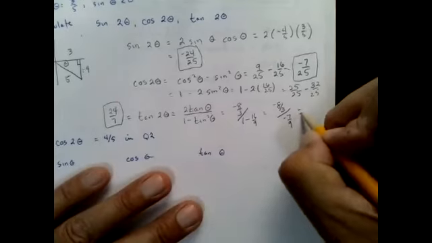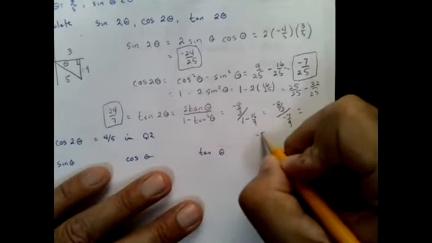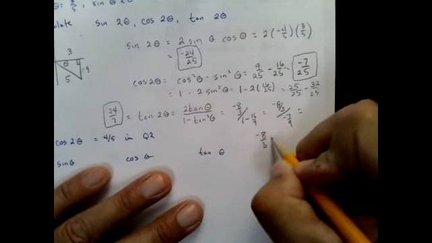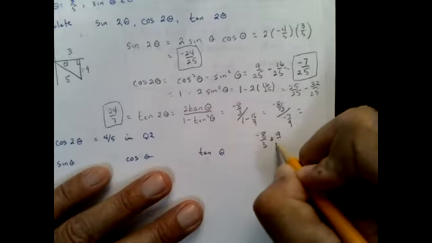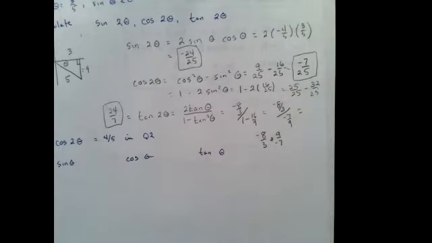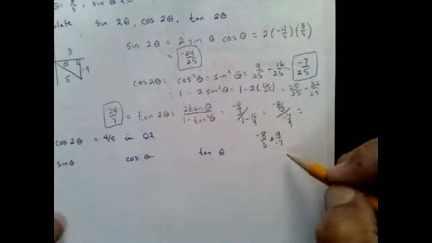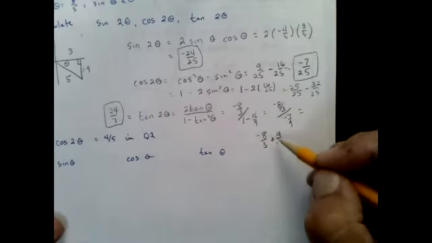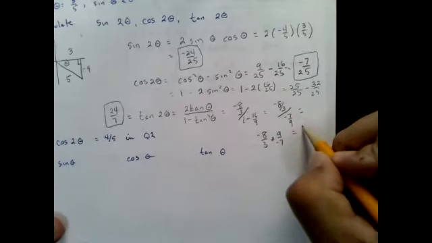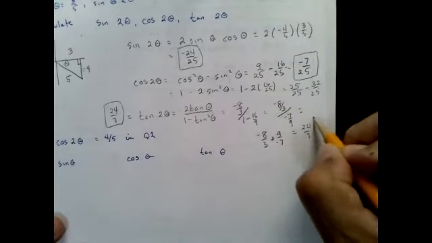To divide is the same as multiplying by the reciprocal. -8/3 times 9/-7. Woohoo. The negatives cancel. 3 and 3 cancel, gives me 24/7.